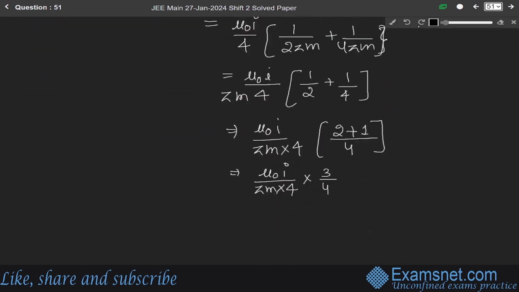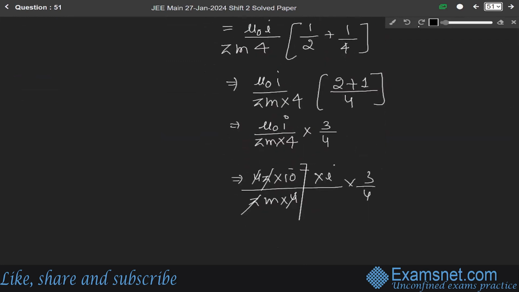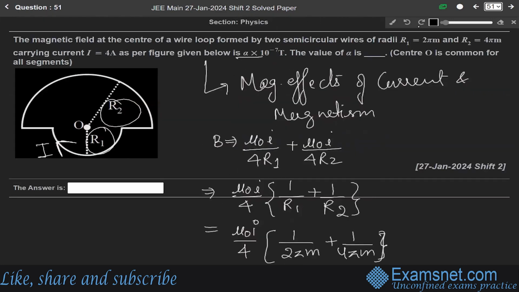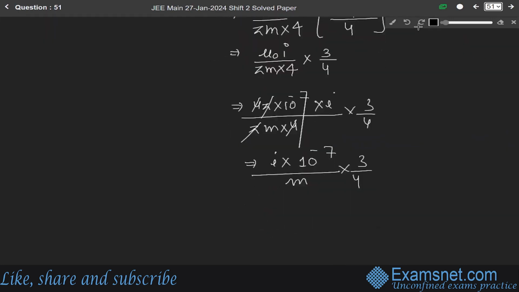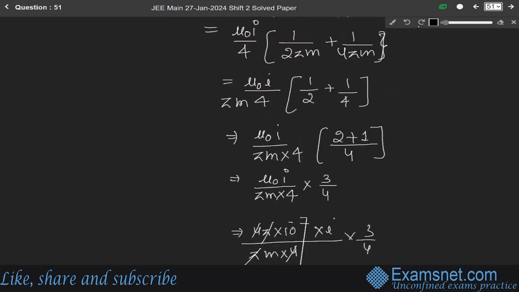And μ0 is equal to 4π into 10^-7. So 4π into 10^-7 into I over π m into 4 into 3 by 4. The 4 cancels, π cancels out each other. So it will be equal to I into 10^-7 over m into 3 by 4. Now the current is given as 4 ampere. So 4 into 10^-7 into 3 over 4 into m.